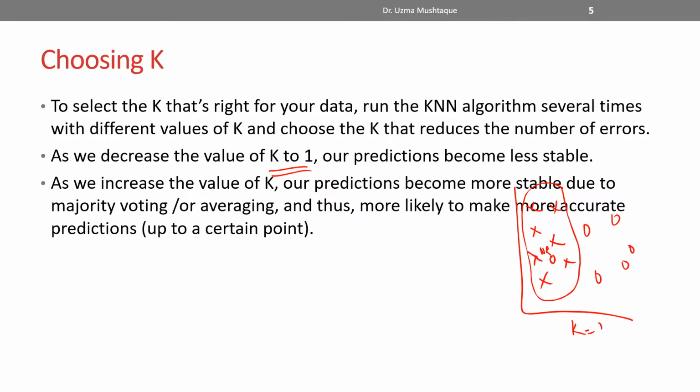So we have to increase the value of k. And as we increase the value of k, our predictions become more stable. And because we are doing that majority voting or averaging, it's more likely that we get accurate predictions up to a certain point.